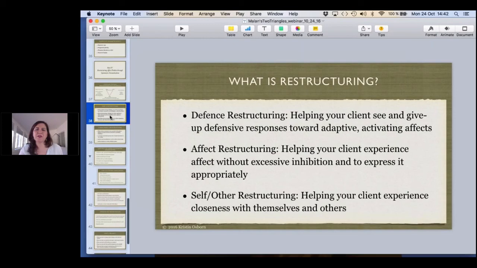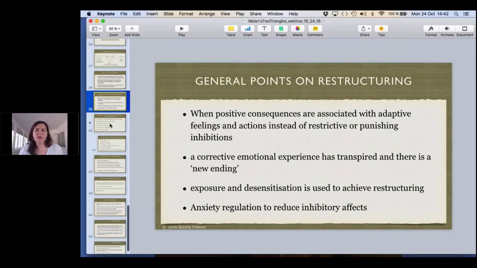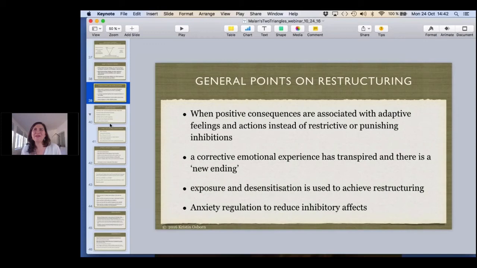And so an easy way to know if you've done restructuring is if there's a good ending, right? If somebody is able to experience anger and they're okay, it's all well. And for those of you who have seen some of my cases, you've seen usually after an exposure, there is a good ending at the end of it. And so you're always looking for a good ending, a new ending.